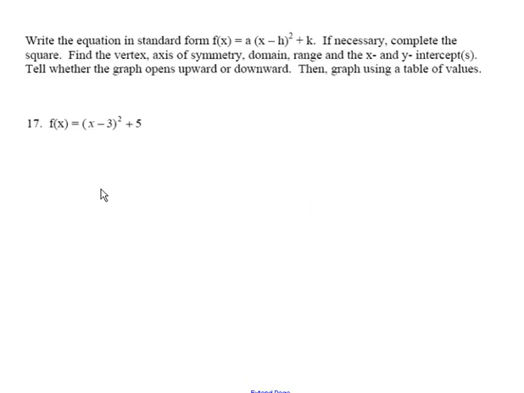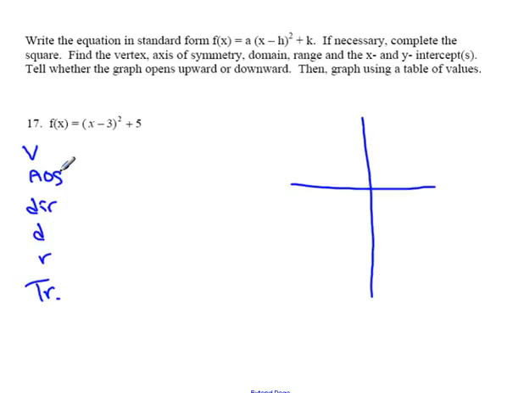Okay, next problem. Is it in standard form? Yes, it is. So what do we need now? Well, we can just find the vertex, axis of symmetry, direction of the opening, domain, range, transformations, and a graph. Okay, so the vertex, the opposite of the x is positive 3, bring down the y, positive 5. Axis of symmetry, x equals the x-coordinate of the vertex. Direction, the number in front of that squared term is a positive 1, so that's going to be opening upward.